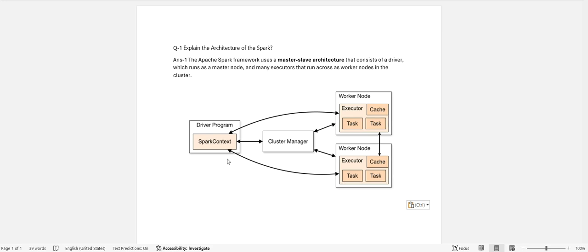I think you will definitely get this question. Please follow this solution, like this one. Explain the architecture of Spark. The Apache Spark framework uses a master-slave architecture that consists of a driver which runs as a master node and many executors that run as worker nodes in the cluster.